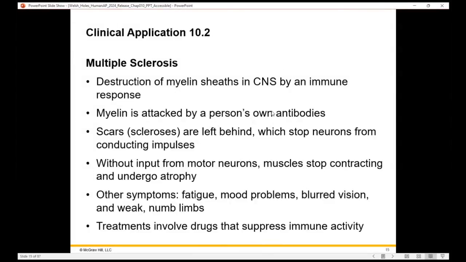Multiple sclerosis is the destruction of myelin sheaths in the central nervous system by an immune response. Myelin is attacked by a person's own antibodies. Scars or scleroses are left behind, which stop neurons from conducting impulses. Without input from motor neurons, muscles stop contracting and undergo atrophy. Other symptoms include fatigue, mood problems, blurred vision, and weak, numb limbs. Treatments involve drugs that suppress the immune activity.